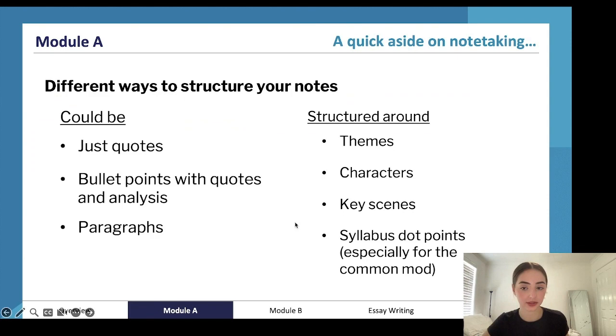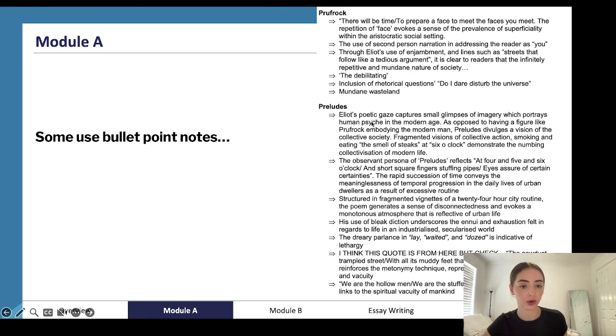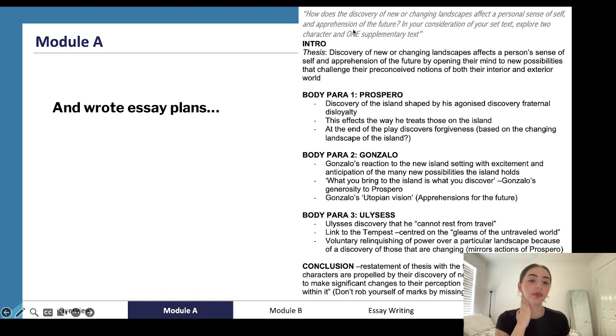This is a sample of a student's notes from last year. It works for some people to have it like this for this poem, a T.S. Eliot poem, Prufrock. This is my idea. For Preludes, this is my idea. Some people do it like this. Now, I wouldn't have my notes like this, but as I keep saying, practice writing. This is something that I would do as well as writing out full body paragraphs and full essays.